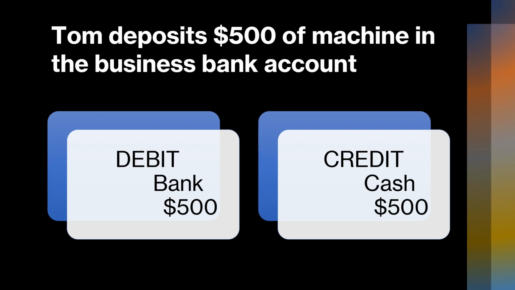When Tom deposits $500 of cash in the business bank account, this transaction will again affect two asset accounts, that is the cash account and the bank account. Since bank account is increasing, so we will debit bank account with $500 and credit the cash account with $500, a decrease in asset account.